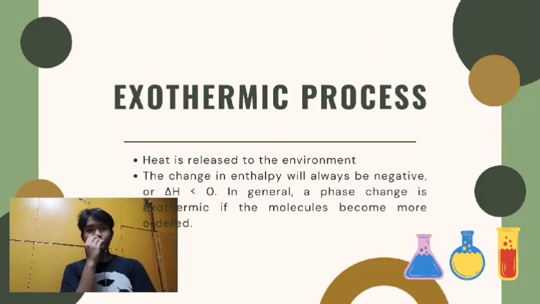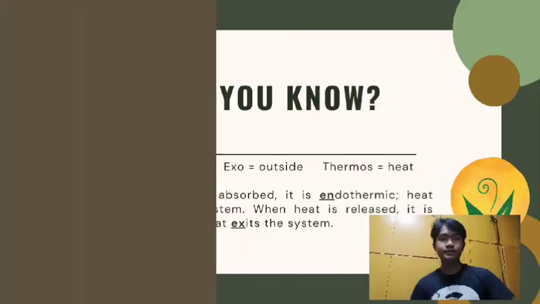The next one is the exothermic process. An exothermic process is the opposite of endothermic. In exothermic, heat is released to the environment. The change in enthalpy will always be negative, or delta H is less than 0. In general, a phase change is exothermic if the molecules become more ordered. When we say more ordered, it means more compact, where there's not enough space for them to move.